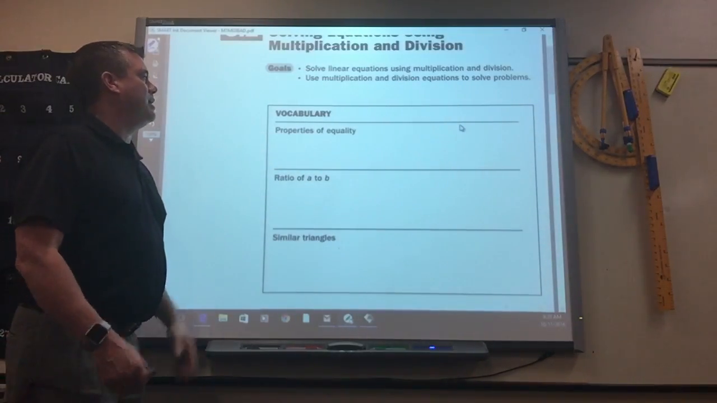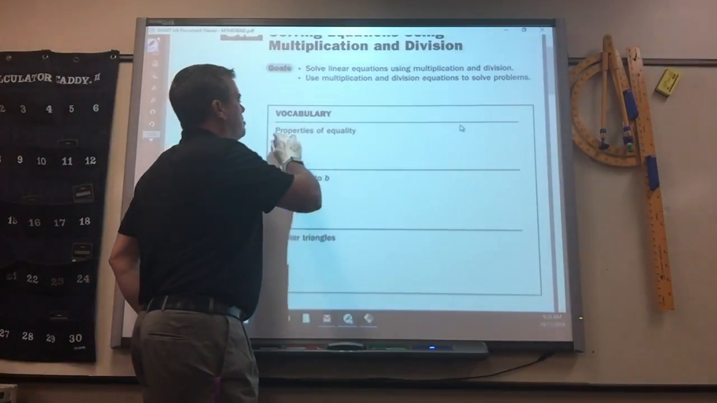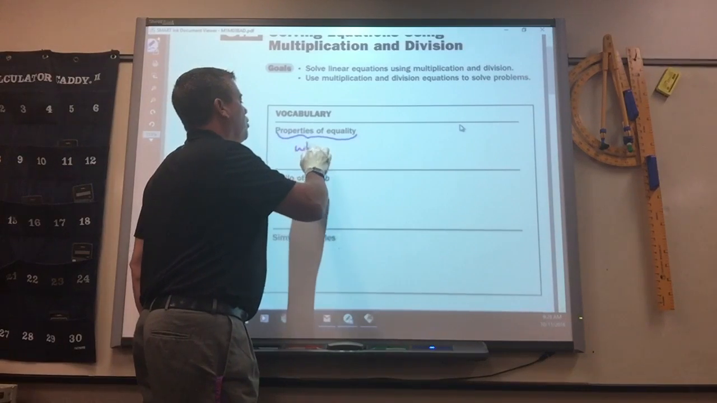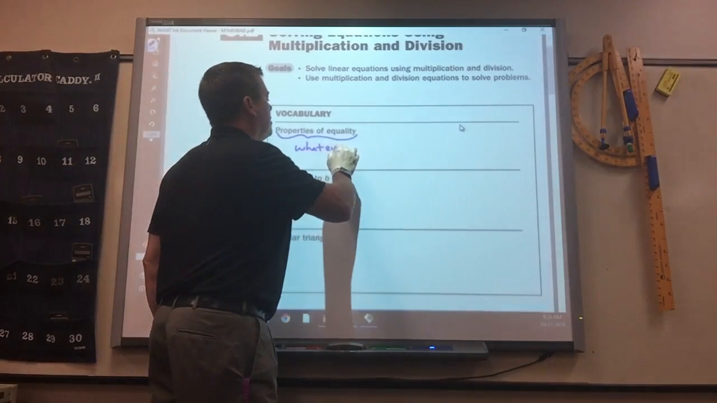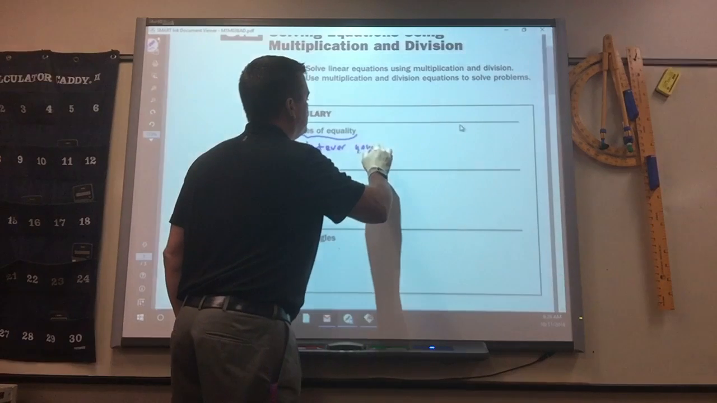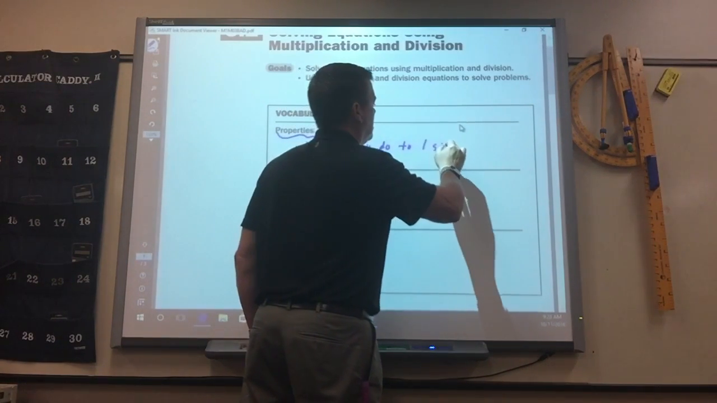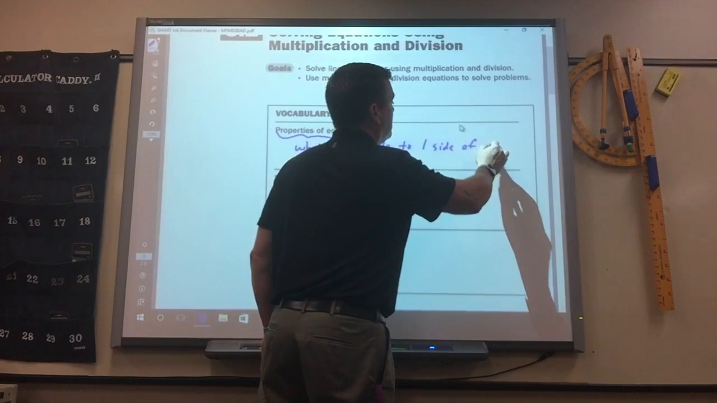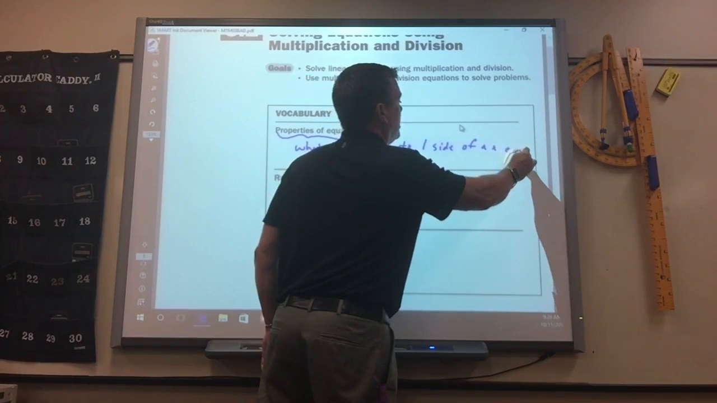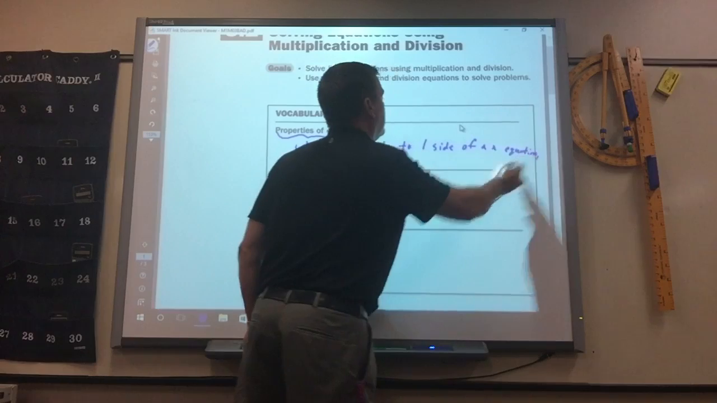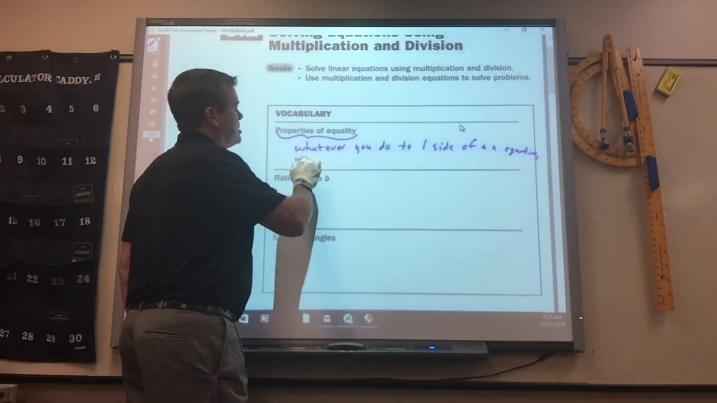Properties of equality. What this means is, whatever you do to one side of an equation, what do you have to do? Yep. You have to do the same to the other side.